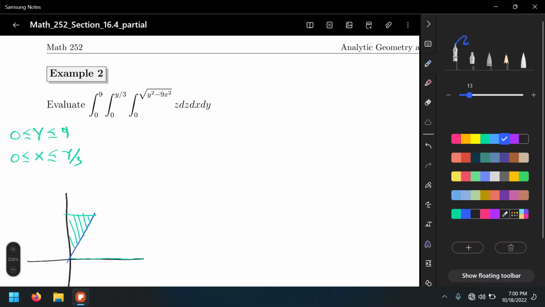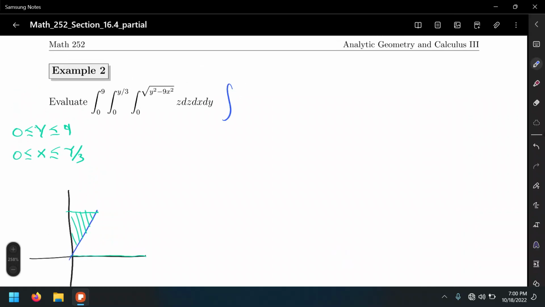Let's evaluate this integral. So we have the triple integral from 0 to 9, from 0 to y over 3, and we can integrate z with respect to z. That's just z squared over 2 from 0 to the square root of y squared minus 9x squared. And don't forget the dx dy. Notice the order this time.